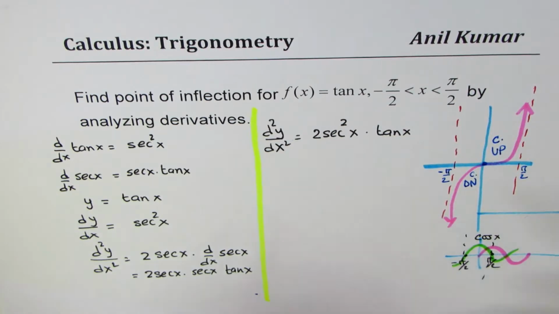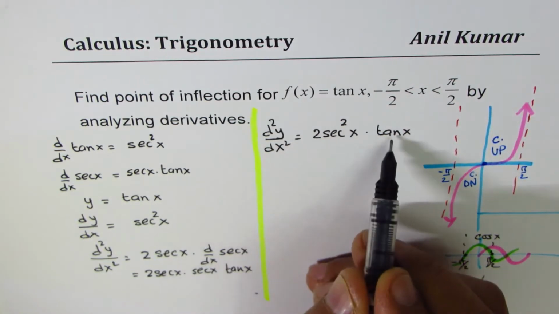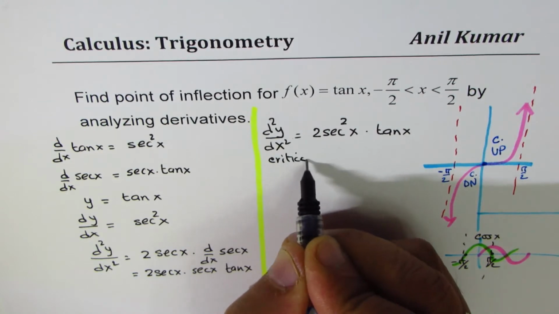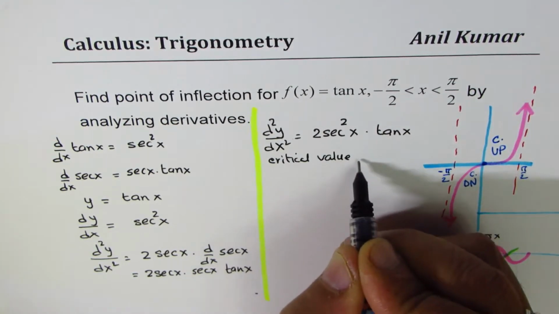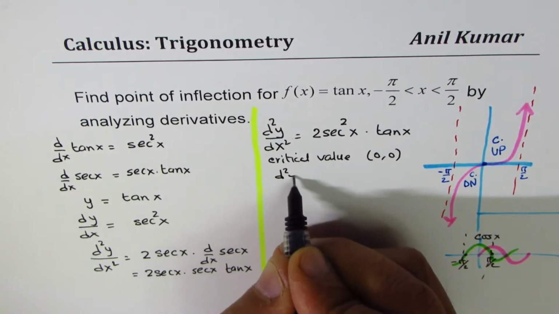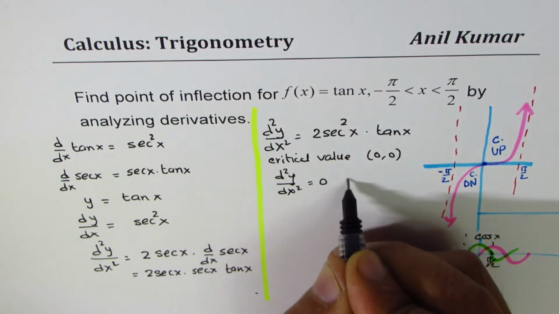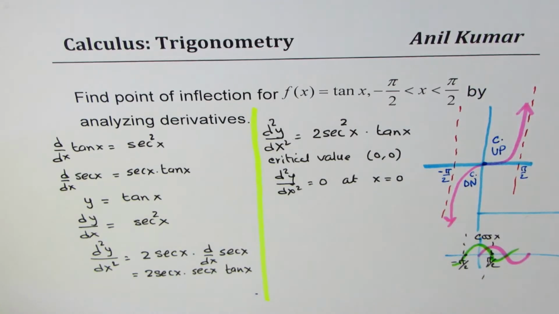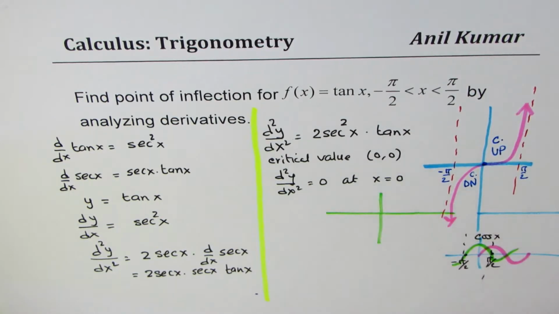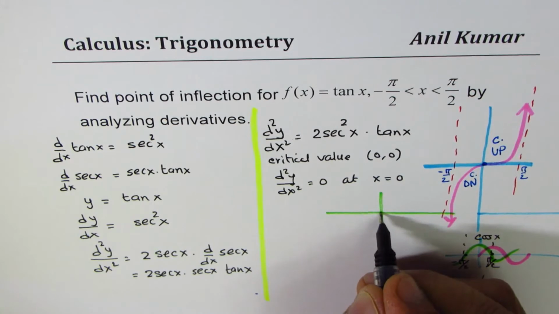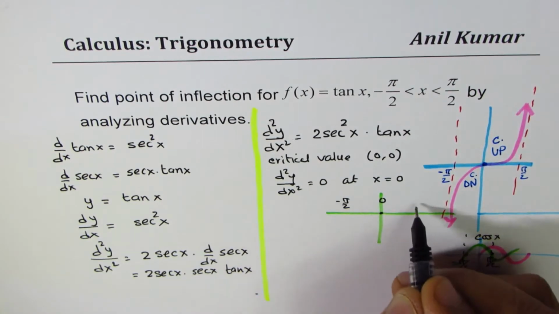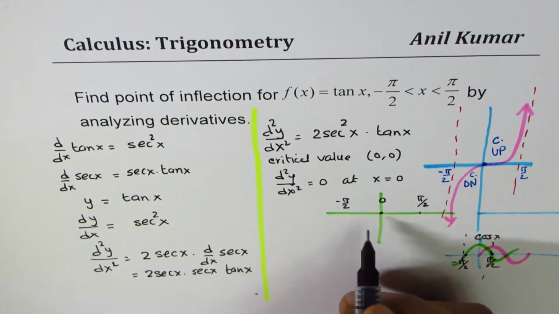However, our interval is in between, so we do not have any critical number because of secant square x, but tan x is 0 at 0, so we have a critical number. Let's say critical value 0. So let's analyze the point where d2y dx square, the second derivative, is 0, at x equals 0, right? So we'll analyze this particular point. We are working within the interval from minus pi by 2 to plus pi by 2.